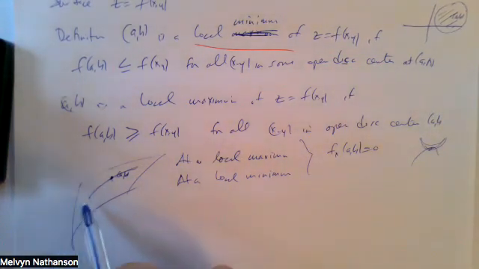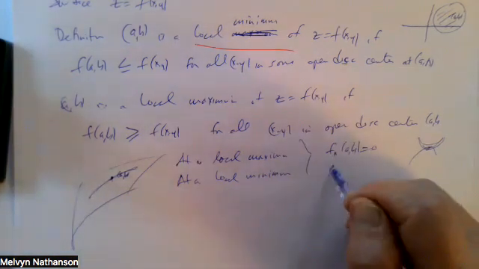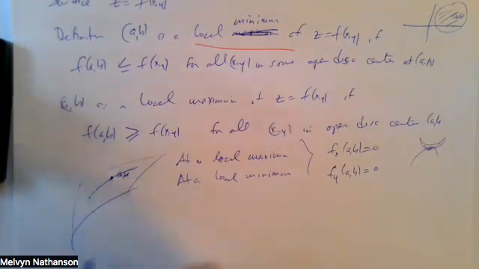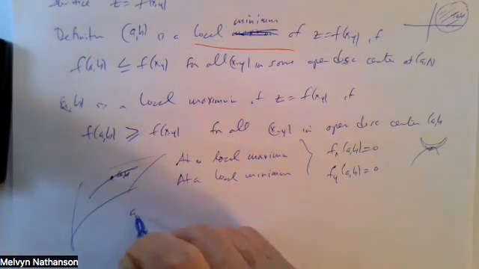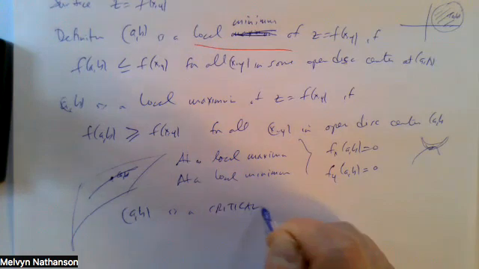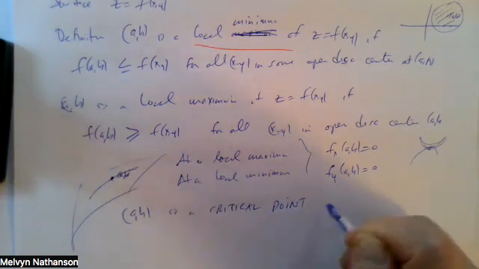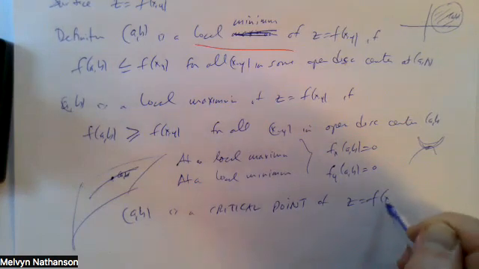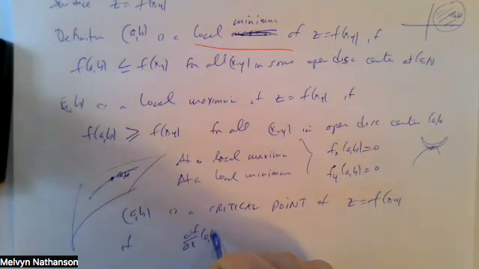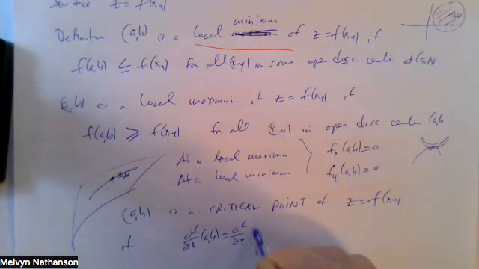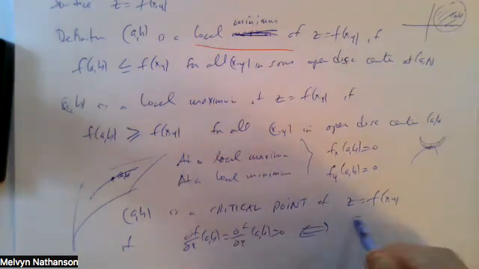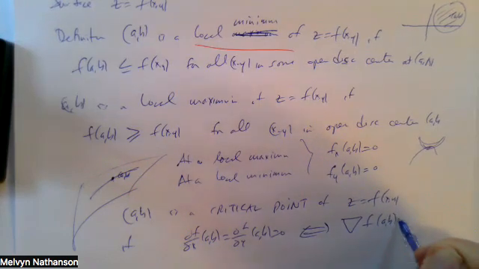And similarly, if you take a curve parallel to the y-axis, both partial derivatives will be 0 at a local max or a minimum. And such a point is called a critical point. The point (a, b) is a critical point of the function z equals f of (x, y) if the partial of f with respect to x at (a, b) and the partial of f with respect to y at (a, b) are both equal to 0, which is the same, of course, as saying that the gradient of f at (a, b) is 0.